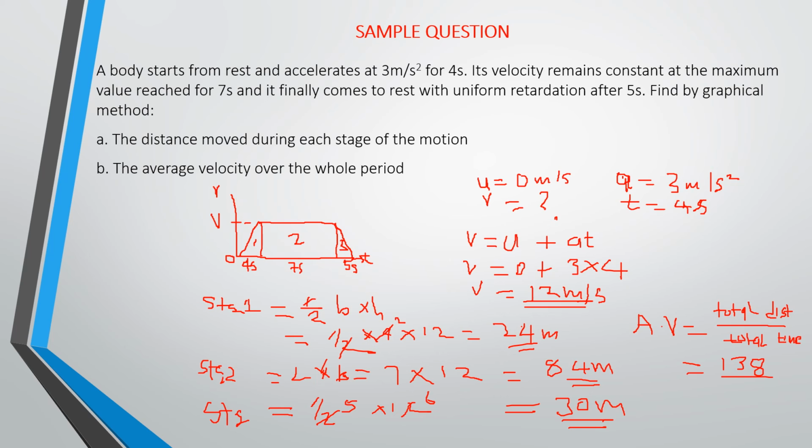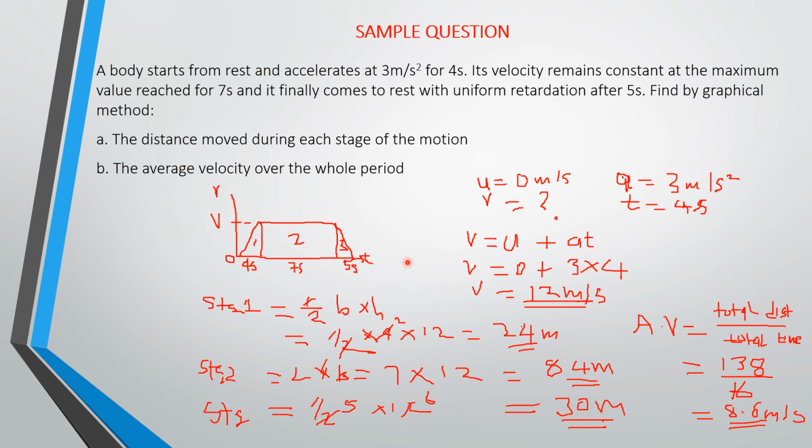all over the total time taken, which is equal to, add up 4 plus 7, 11 plus 5, 16. Okay, so that gives you 16. So when you do that division, you have your average velocity to be equal to 8.6 meters per second.